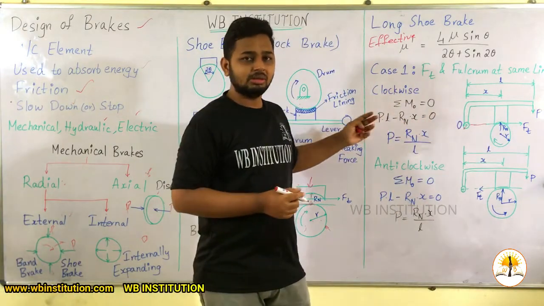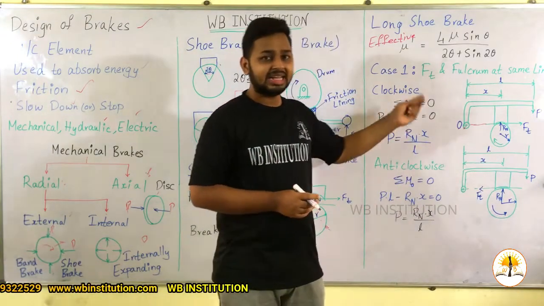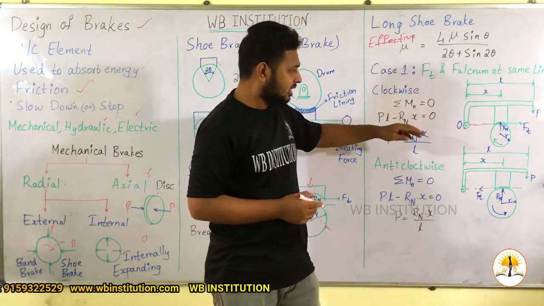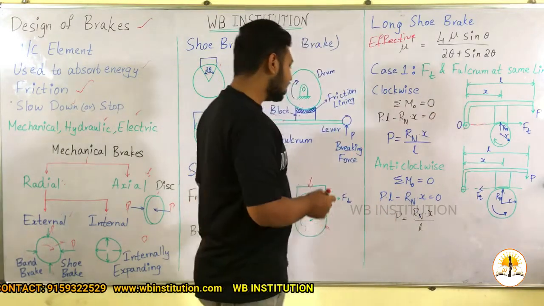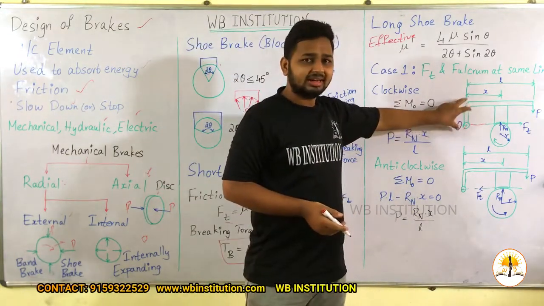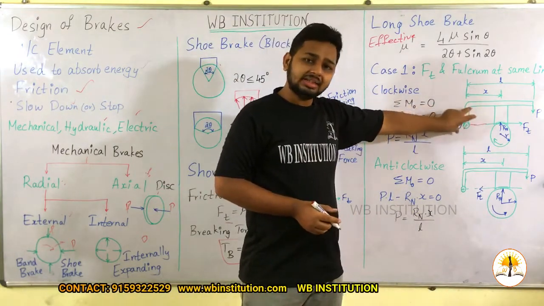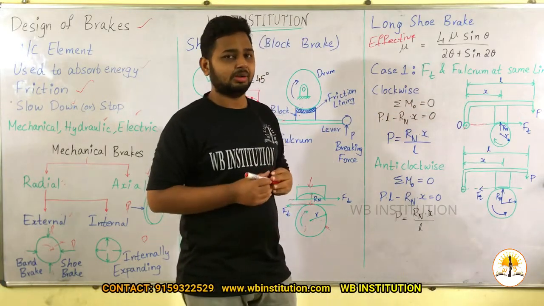So the case number 2 will be the frictional force will be acting downwards, and the case 3 will be the frictional force will be acting above the fulcrum. So there are 3 types of cases. In all 3 cases, we have to calculate the amount of force exerted on the lever.